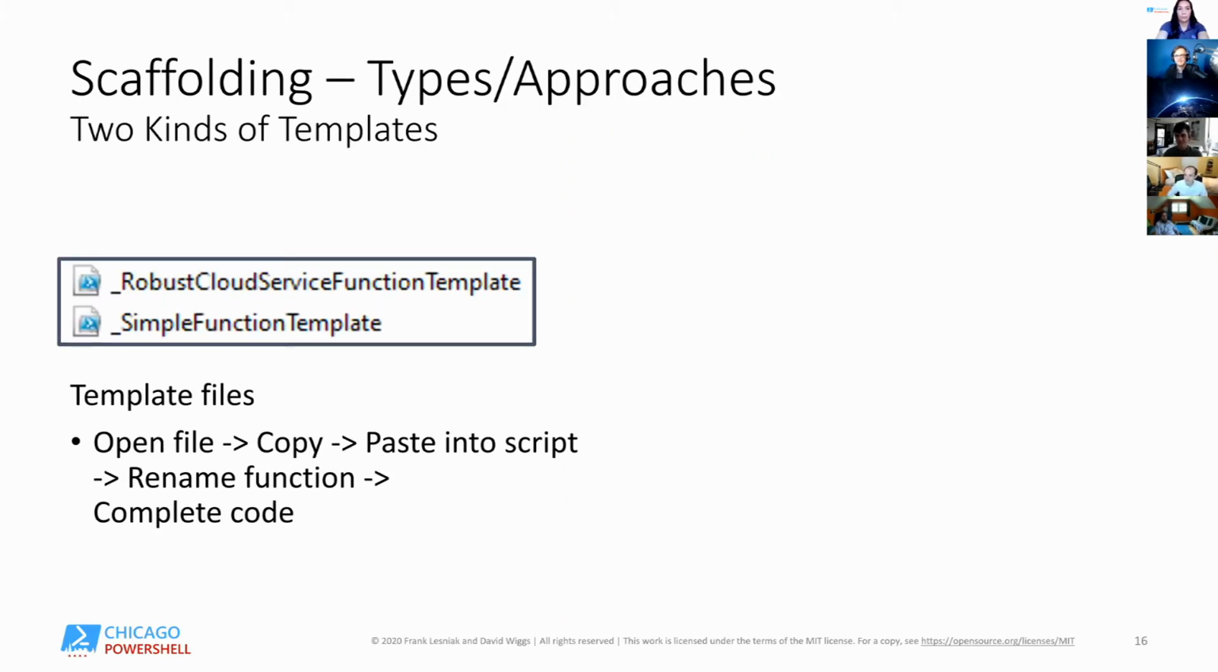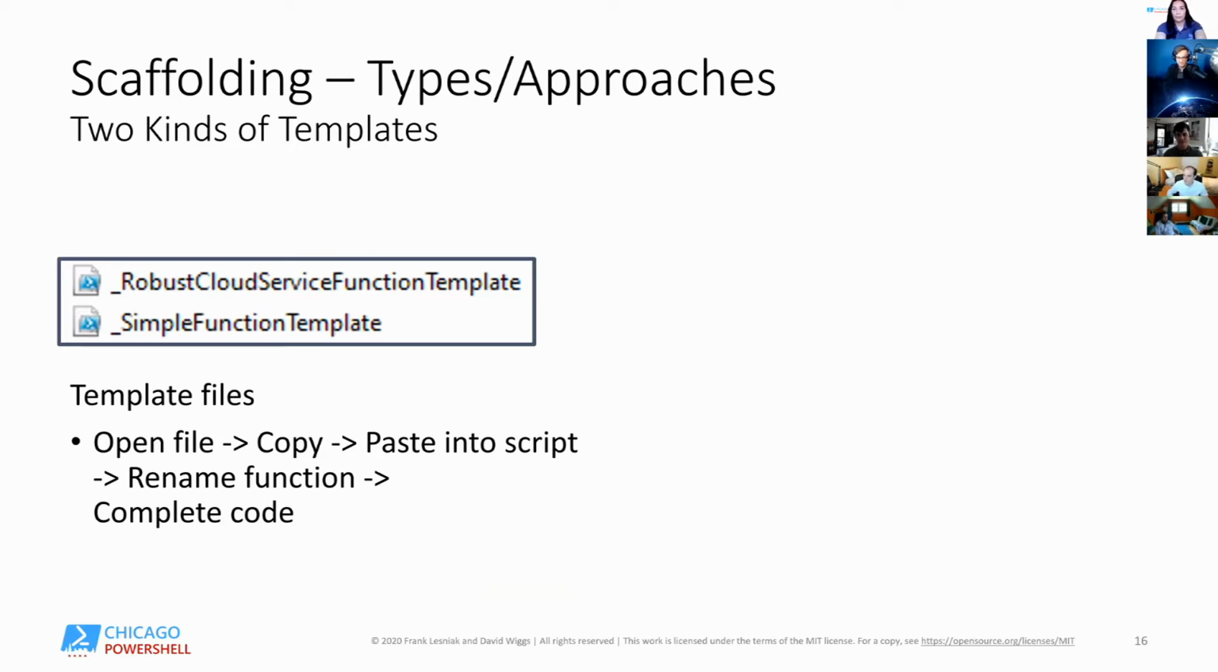And there's two different types of scaffolds, if you will, or at least template files. One of them is, of course, having a dedicated file that you can basically duplicate the code from. So you can open the file, copy the code in it, paste it into your script, rename your function, and then, of course, complete the body of the script and be on your way. That's one way to do things.